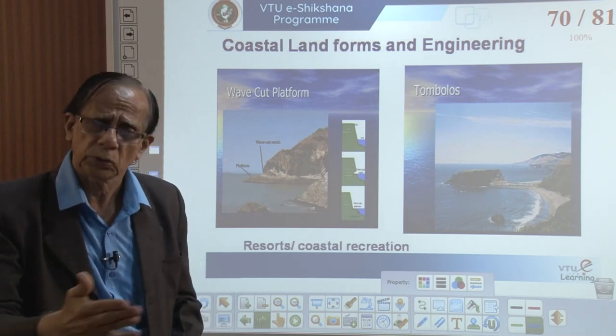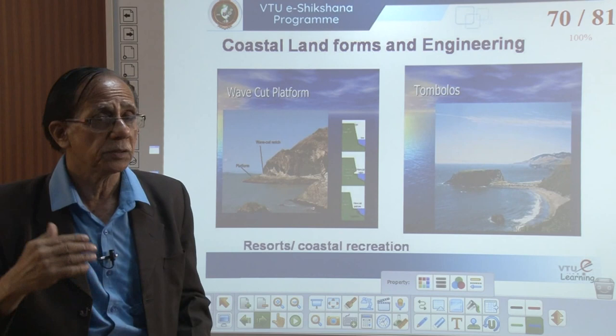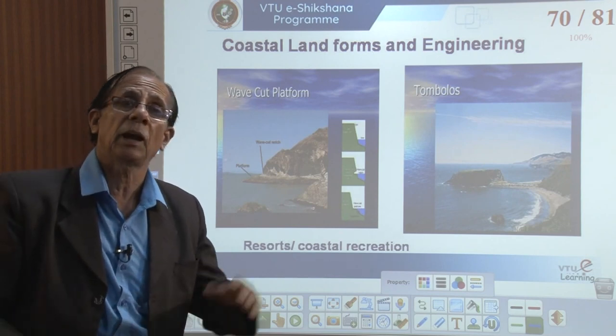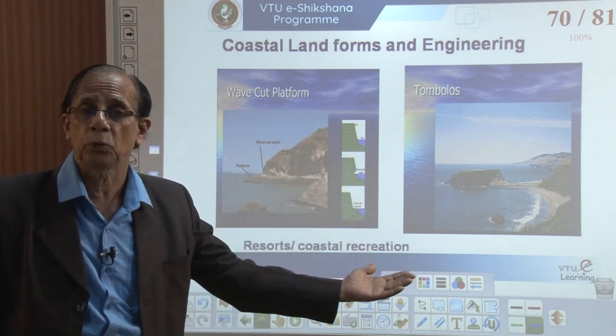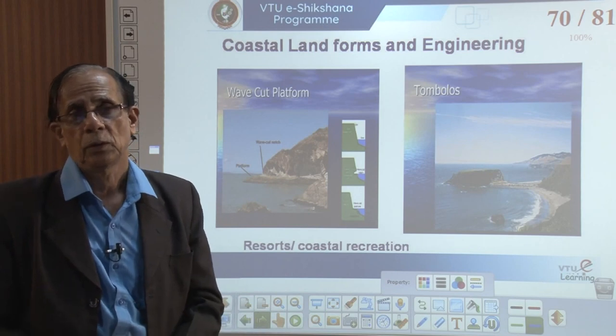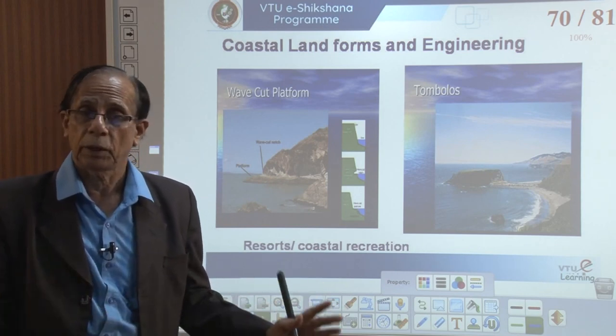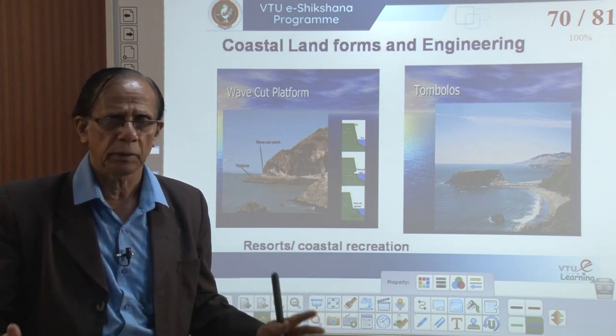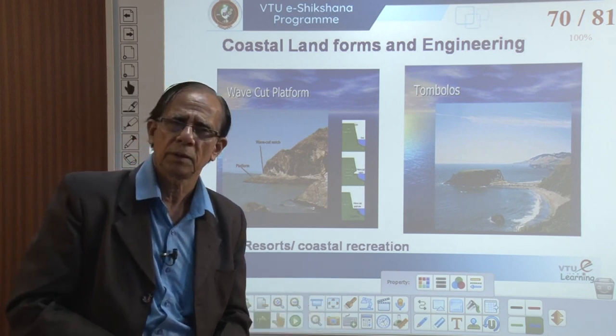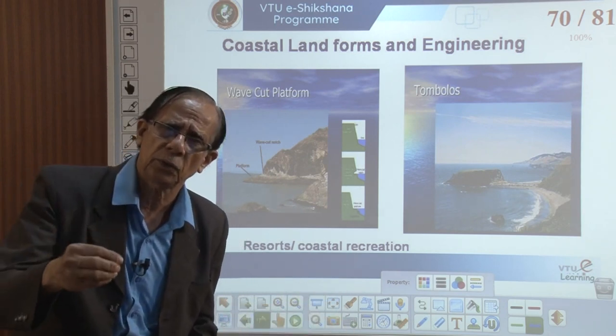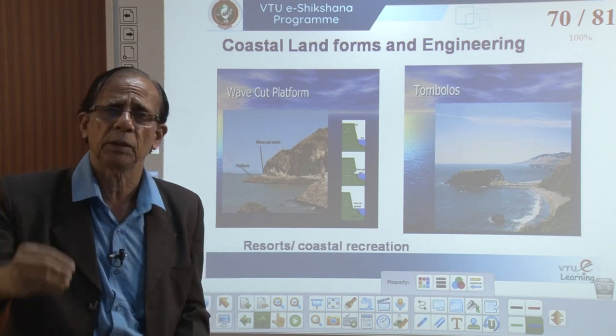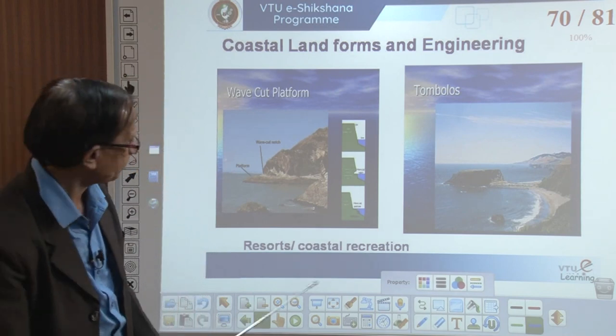Therefore, coastal landform management is different from the landform management in the upper course or middle course. So, watershed management or engineering, everything is different here. Therefore, coastal landform deserves a special mention and attention.